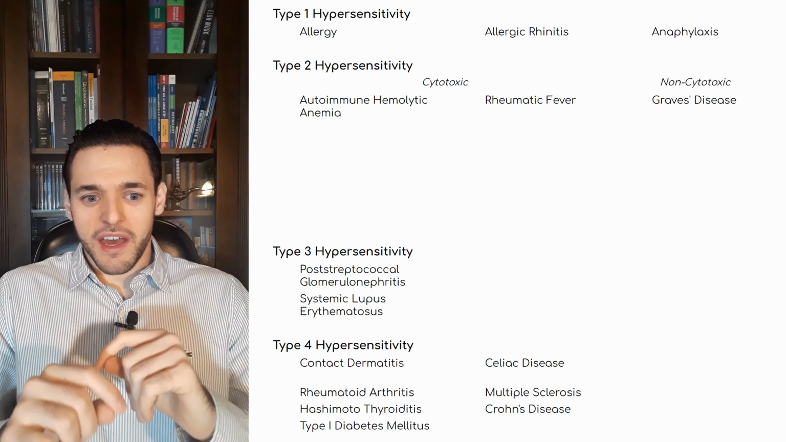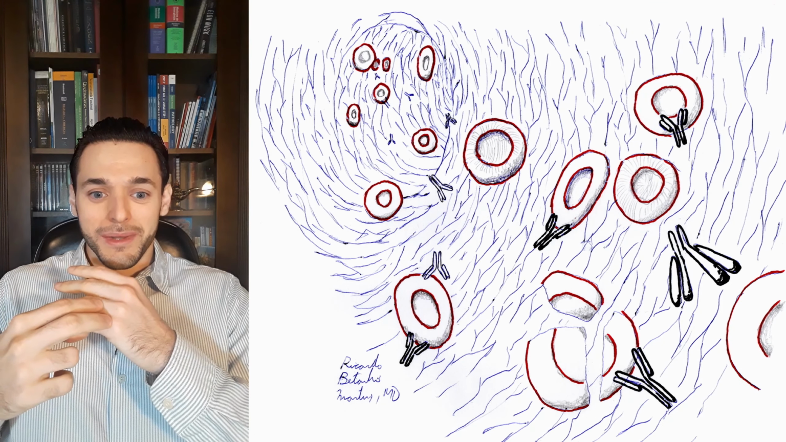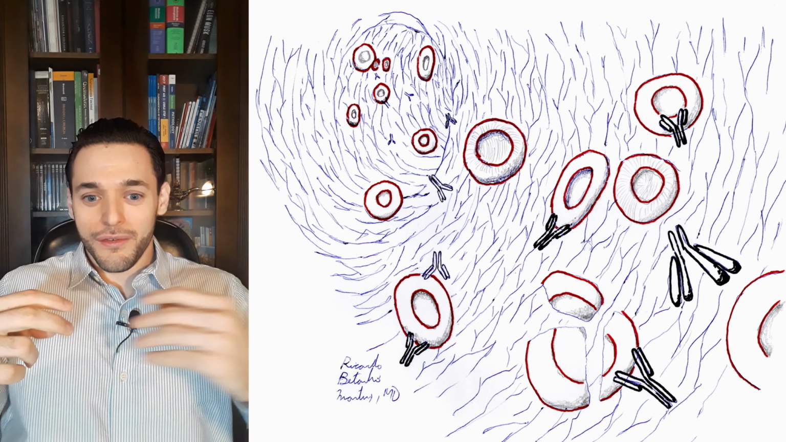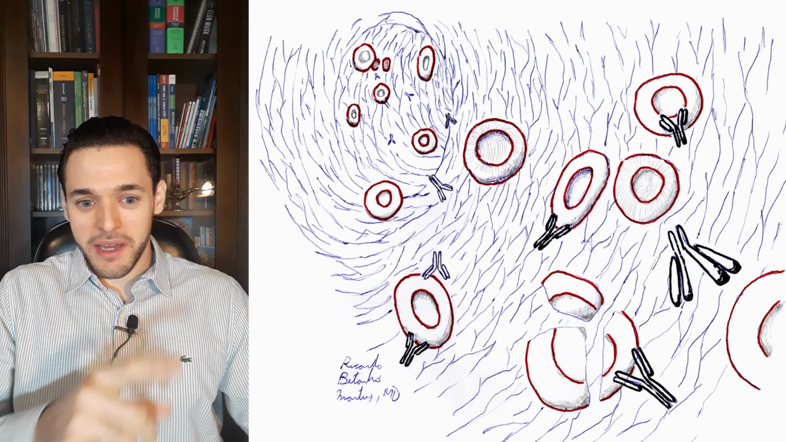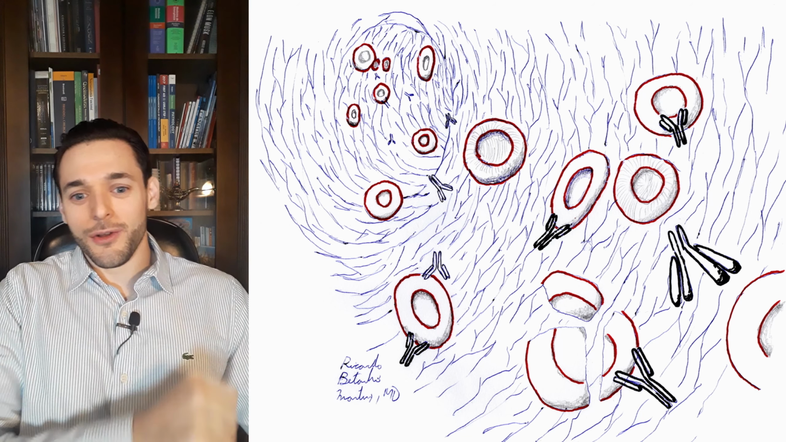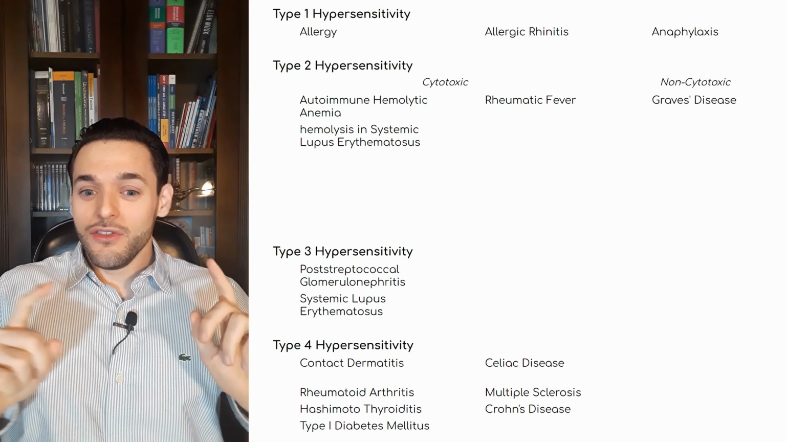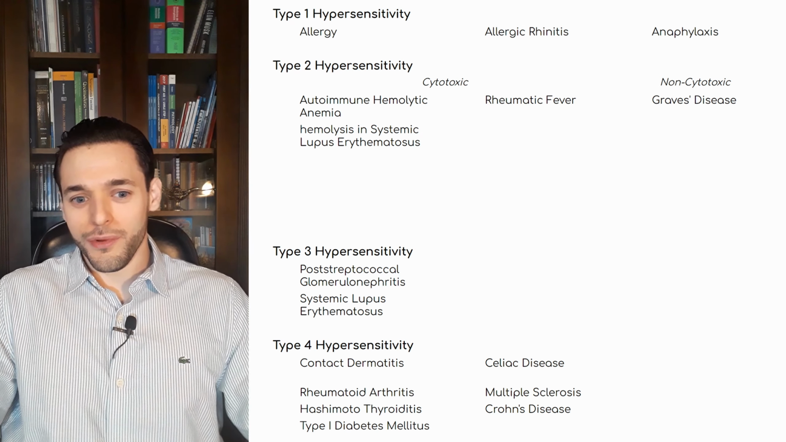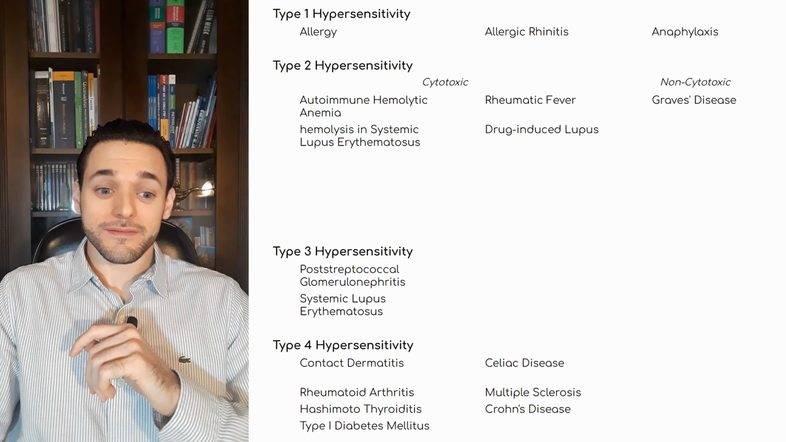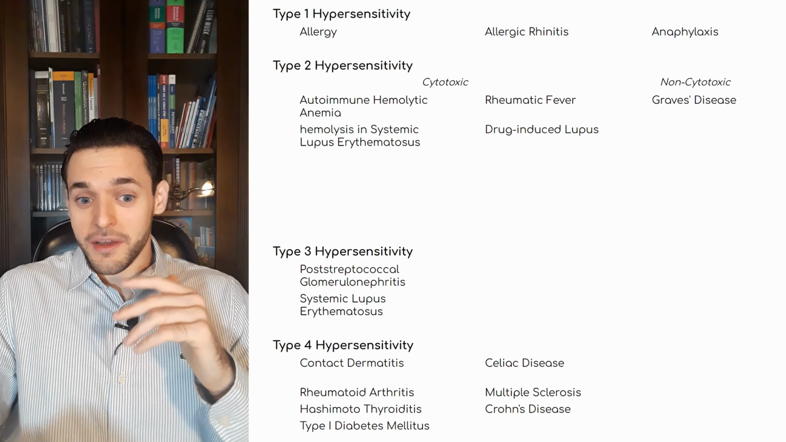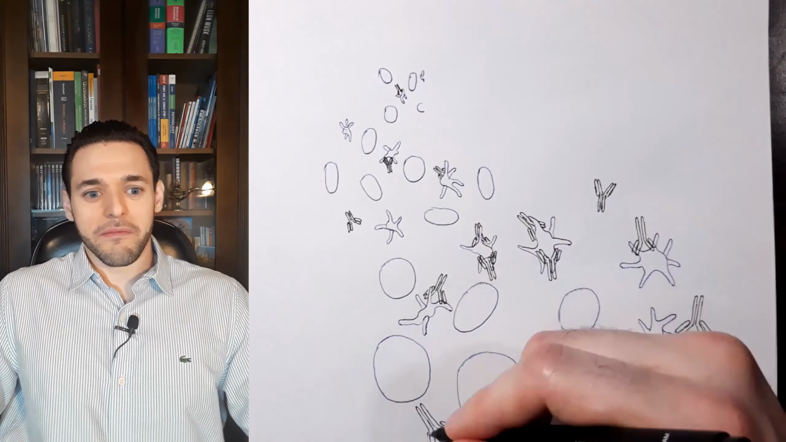But, as we said, deposits don't easily accumulate on circulating blood cells. So, if someone asks you what's the hypersensitivity type at play in hemolysis in a lupus patient, answer type 2. And in drug-induced lupus, the predominant hypersensitivity is type 2. The same logic that applies to red blood cells can also be extended to platelets.